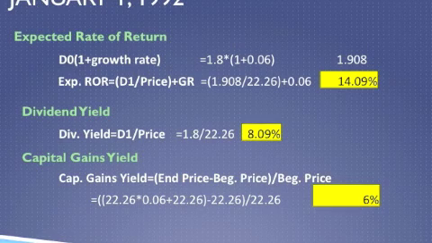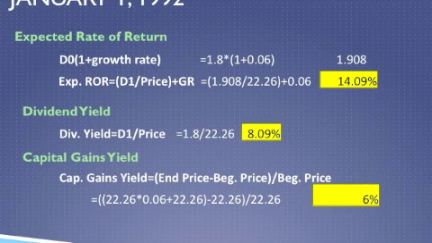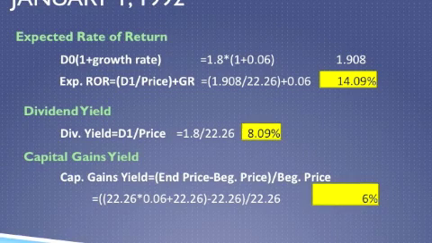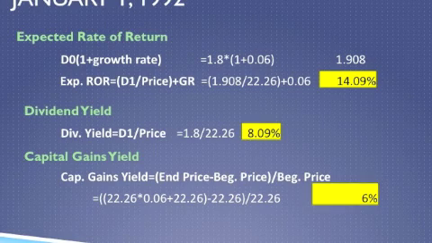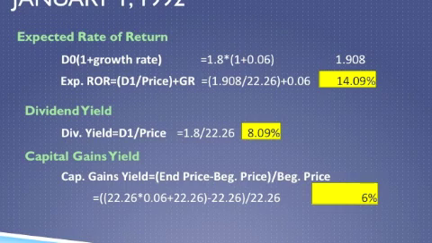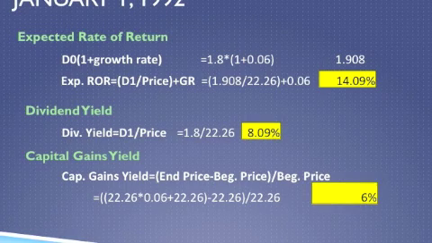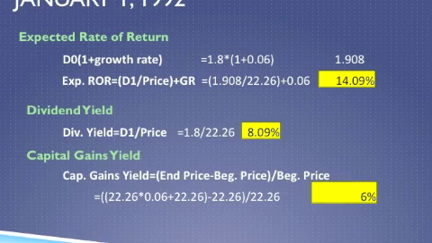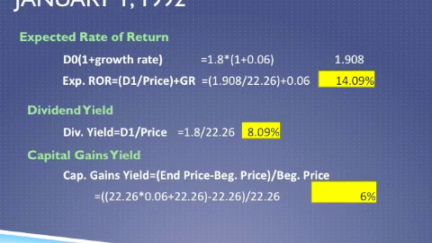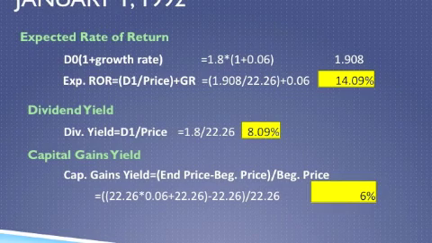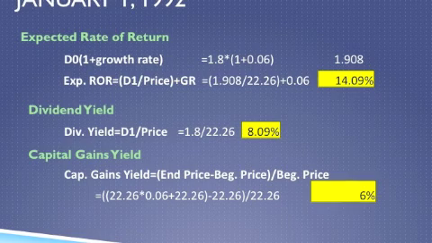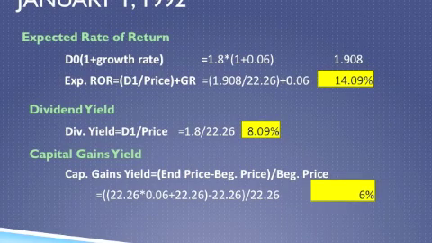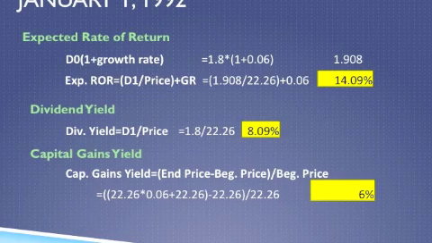To calculate the expected rate of return, the equation shown is used. First, you must calculate the dividend for the next period by multiplying 1.8 by 1 plus the growth rate, which is 6%, to give you a dividend of 1.908. Then you can use that dividend for the expected rate of return equation, where you divide 1.908 by the price, which is 22.26, then add the growth rate of 6%, which gives the expected rate of return for the beginning of 1992, 14.09%. The dividend yield is the dividend divided by the current price of the stock, which as shown equals 8.09%.